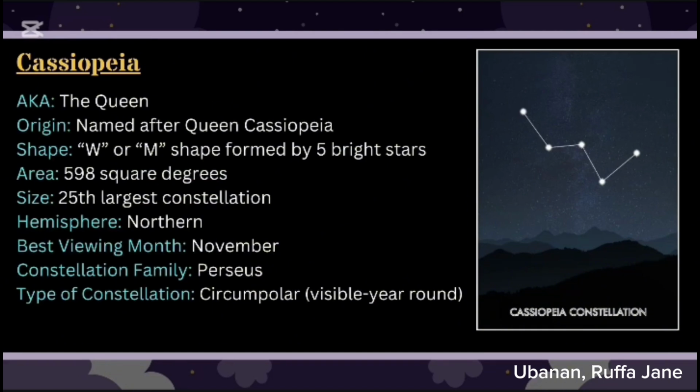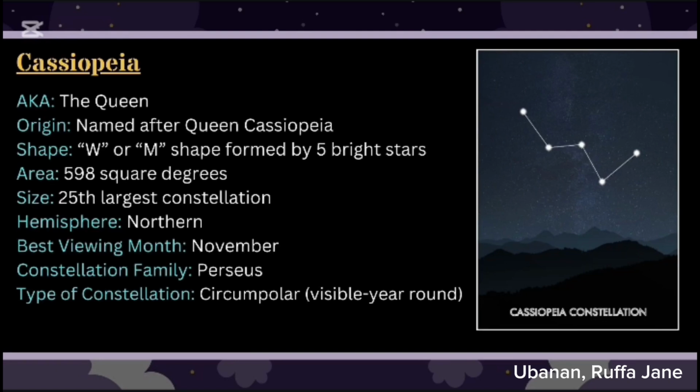First, we have Cassiopeia, also known as the Queen. It is a constellation named after Queen Cassiopeia from Greek mythology because of her vanity. She boasted that she and her daughter Andromeda were more beautiful than the Nereids, or the sea nymphs. This angered Poseidon, the god of the sea, who punished Cassiopeia by placing her in the sky, forever condemned to circle the celestial pole.